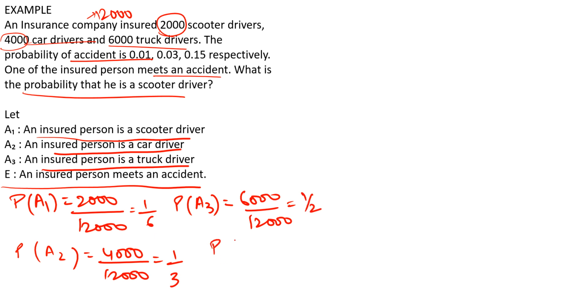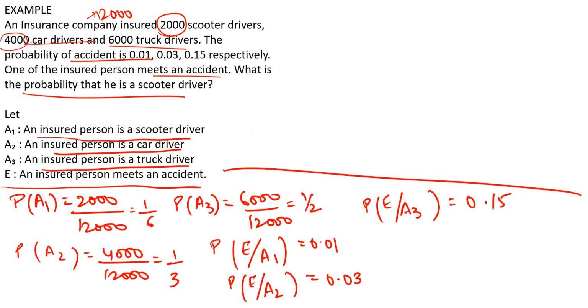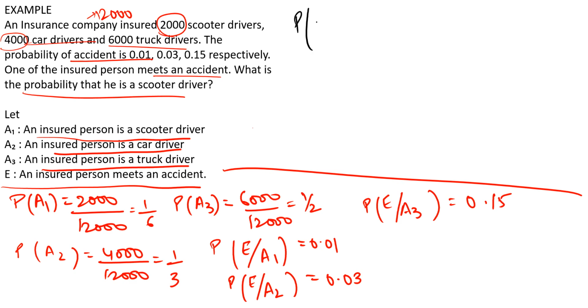Now next, the probability that event E will occur given that A1 has already occurred is simply 0.01. Probability that event E will occur given A2 has already occurred is 0.03. And the probability that event E will occur given A3 has already occurred is 0.15. Now what do we need? Now we need to compute the probability of event A1 given that E has already occurred. Since we know an insured person met an accident, what is the probability that it was a scooter driver? This is the known information.